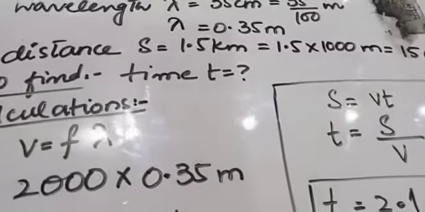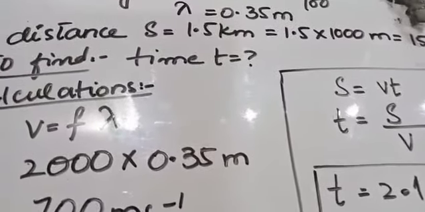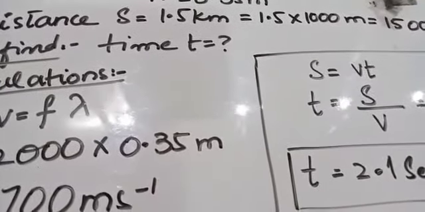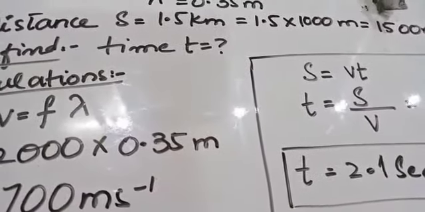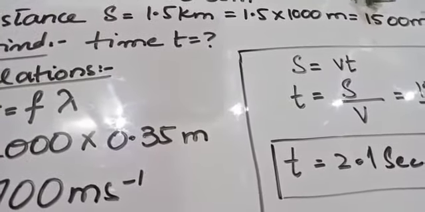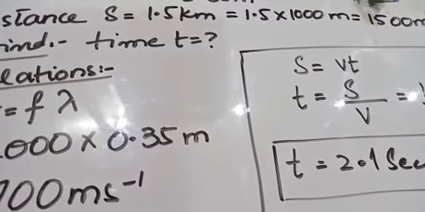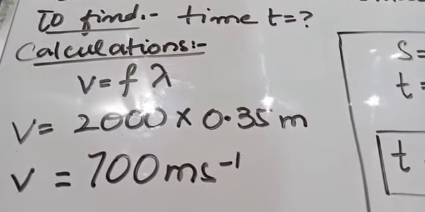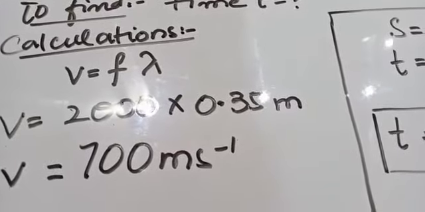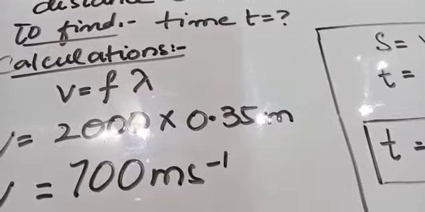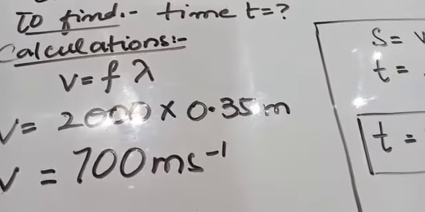We have to find the time. First we have to calculate the speed, because we will use the relation s is equal to vt. We have to find the time and distance is given, and first we need the speed. For this we will use the relation v is equal to f lambda, and we will calculate the velocity. By putting the values of frequency and wavelength, we will get the speed 700 meter per second.